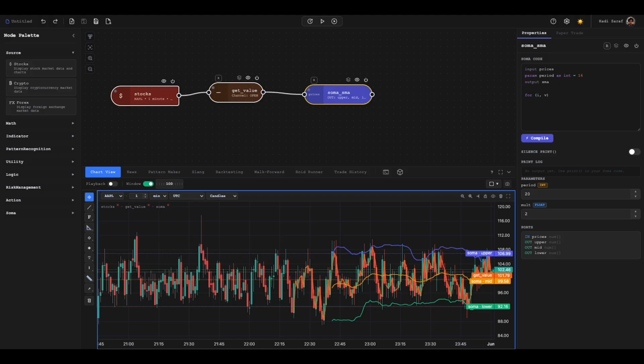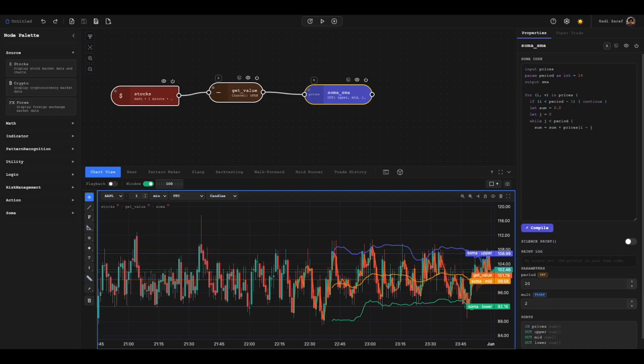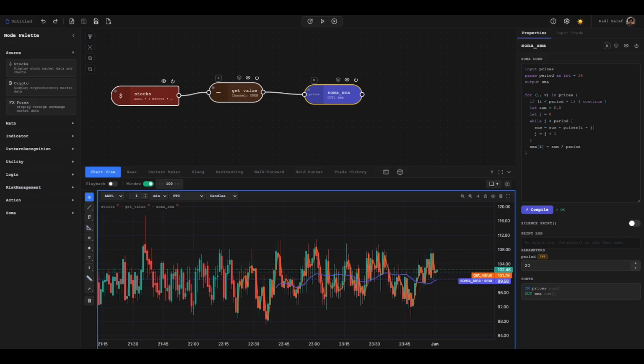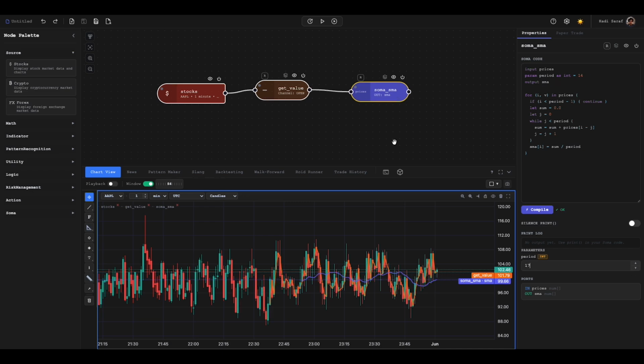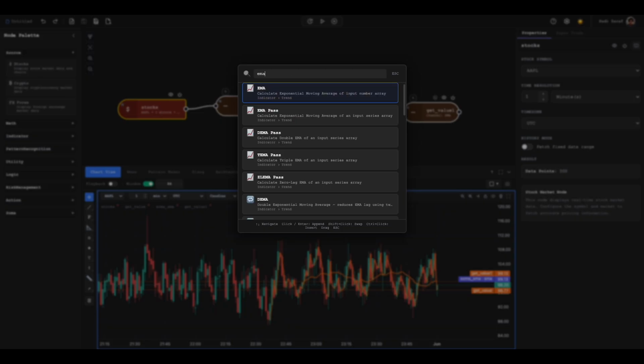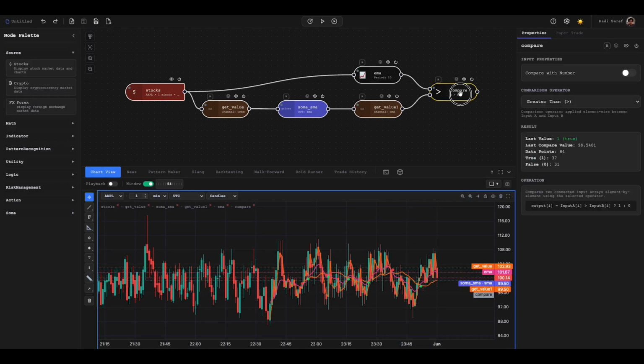Soma is our built-in programming language for custom strategy logic, a blank canvas inside your graph. When no existing node does exactly what you need, you write a Soma block, define what data flows in, what signals come out, and write the logic in plain, readable code using native financial functions, variables, and loops. Once written, your block becomes a native node in the graph, indistinguishable from any built-in indicator.